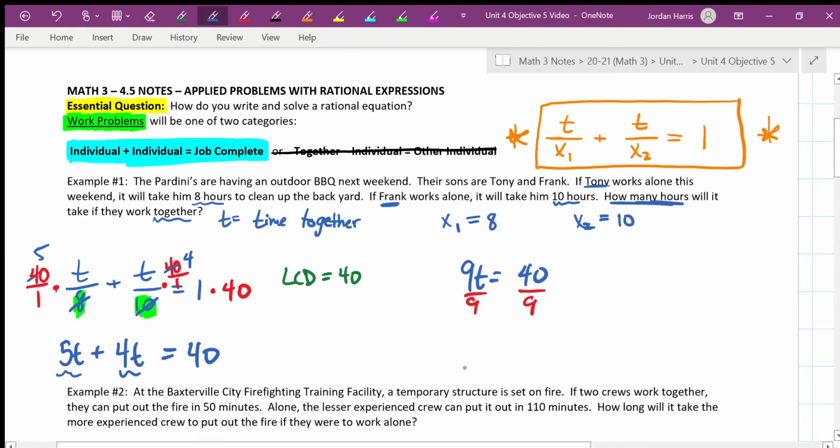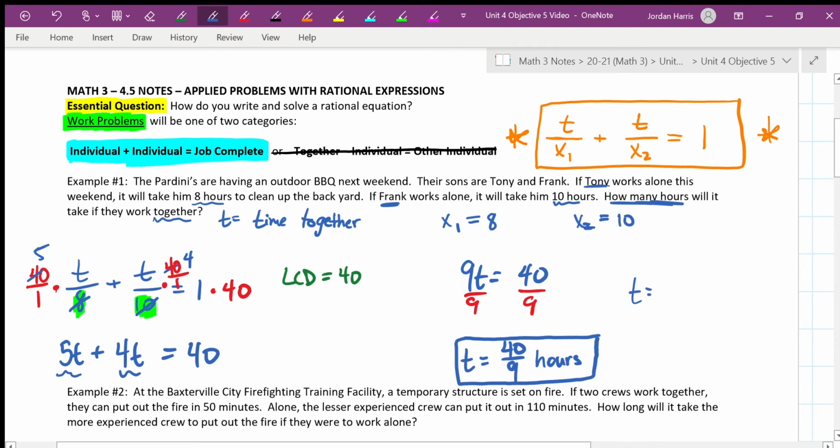Okay. So I actually would accept 40 over 9 hours, if that's what you want to leave it as, because you struggle with fractions. As long as you get to this spot, that's full points. But I would say the better answer, because it's more clear, is if you actually divide.